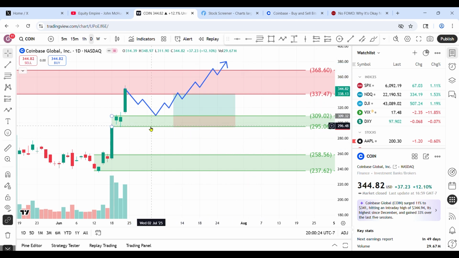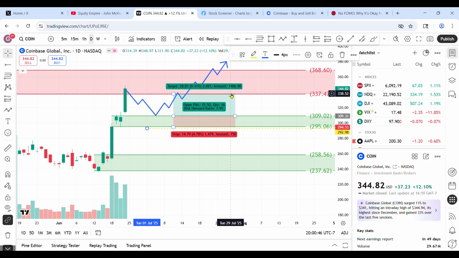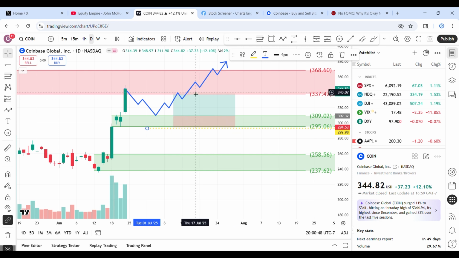So the conservative way to play that would be if price pulled back to the 309 price range, you'd enter there. You'd have a protective stop, once again, just below 295, and a target just in front of 337. That'd be the conservative way to trade this. And once again, if we got to 337, you decided you wanted to hold on and see if we could break through that resistance level the next time, you could go for it that way.